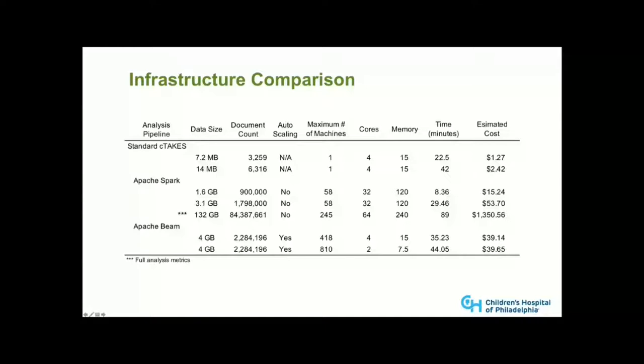Then you have Apache Beam, which we did also evaluate. I'll talk from the bottom of it first. The first iteration we did, a little over 2 million notes. The Beam runner that was supported kind of automatically scaled. It scaled up to 418 machines. And the first iteration of this, we used four cores.